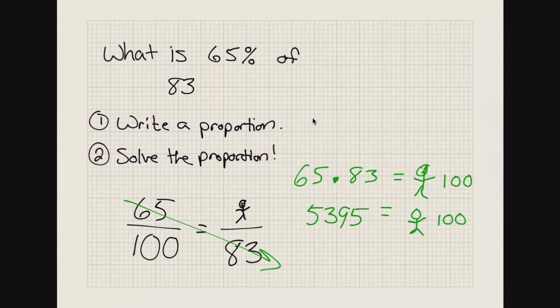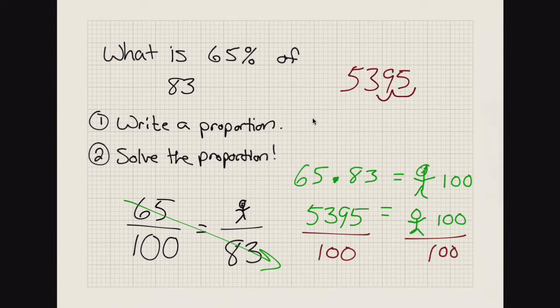What do I do to both sides to get stick figure man by himself? Gloria? Divide it by 100. That is right. And that's just moving the decimal 2 places. So we have 5,395. I moved the decimal 2 places, not 3. And it's 53.95, or roughly 54.